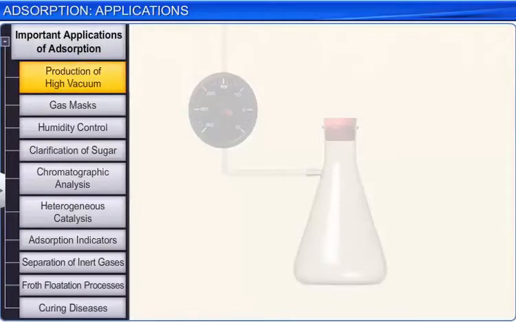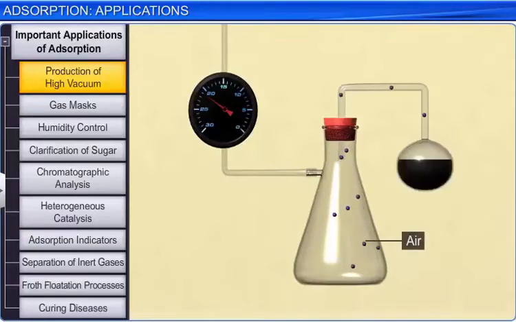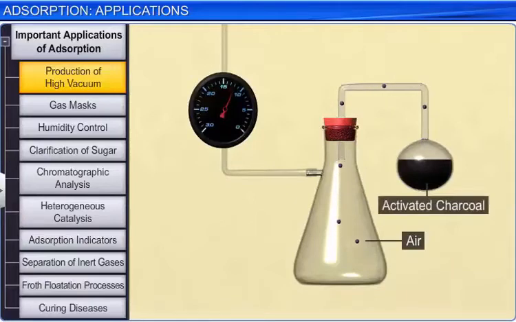A vessel that has already been evacuated by a vacuum pump may still contain traces of air. If a bulb of activated charcoal is connected to this vessel, the remaining traces of air get adsorbed by the activated charcoal. This results in the production of a very high vacuum.